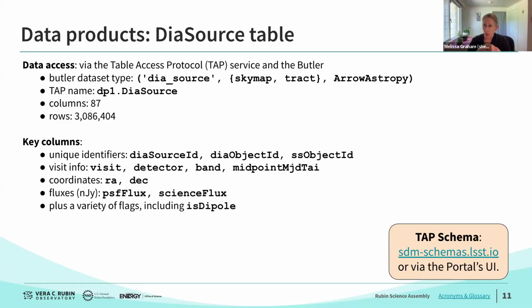Within the DIA source table, if we want to talk about key columns, there are a couple of unique identifiers. Every row has a unique DIA source ID. And to go with every DIA source, you also have the ID of either the DIA object or the solar system object that it was associated with. There's also other information about the visit and detector, the band that the DIA source was detected in, the time of its detection, coordinates, the fluxes in both the difference image and the direct or science image, plus a variety of flags, such as the is-dipole flag.